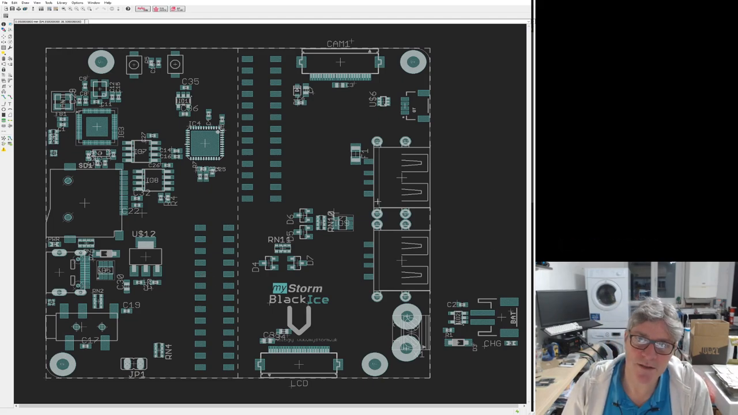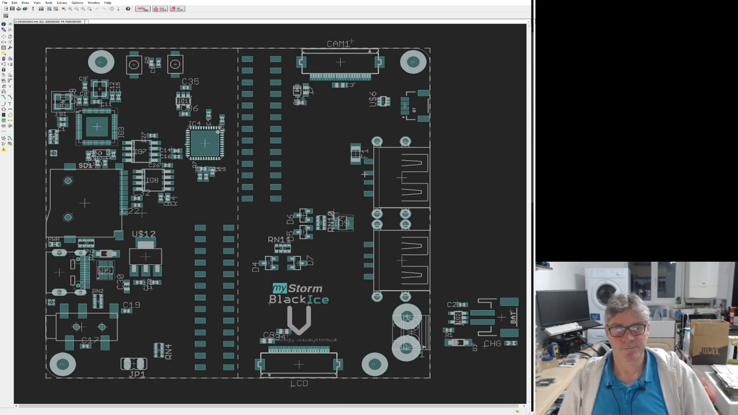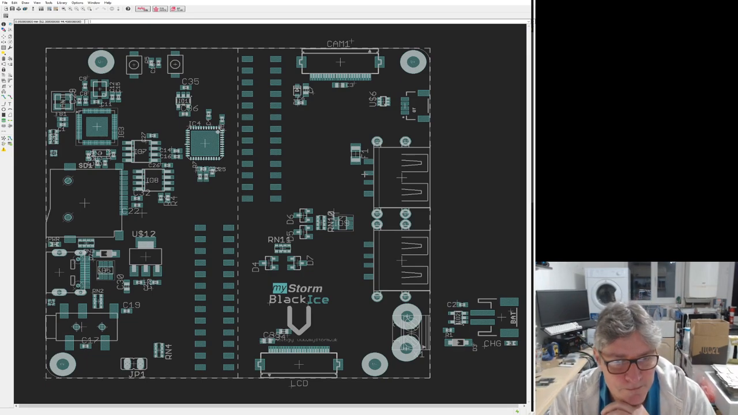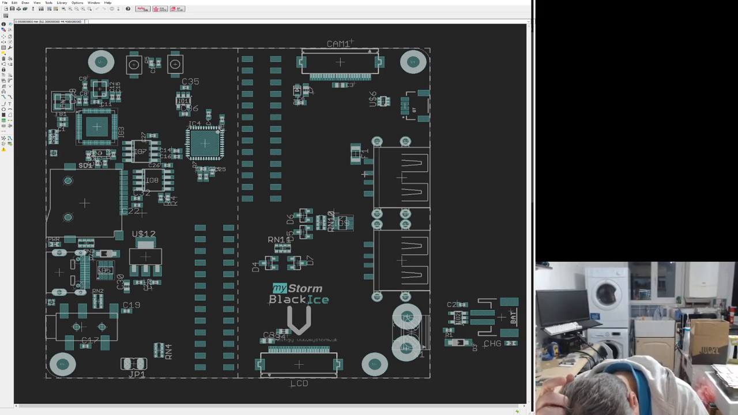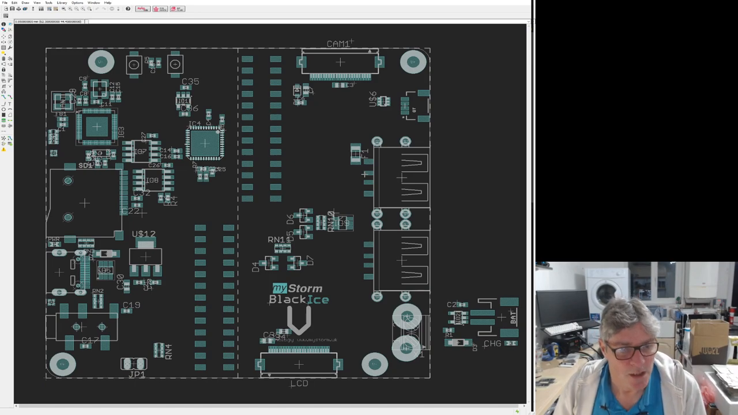So what do you think about having the USB on the BlackIce V? Or should I just not bother with that and put a flash chip on? Which do you think is more useful from a test point of view, or test purposes, if you like? BlackIce V, I'm thinking about, Lori. Okay. No more questions. I'm going to move on to the Nmigen stuff. If you have any ideas, let me know on the forum.